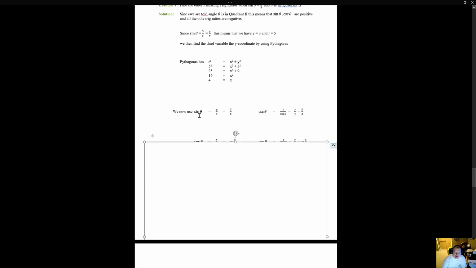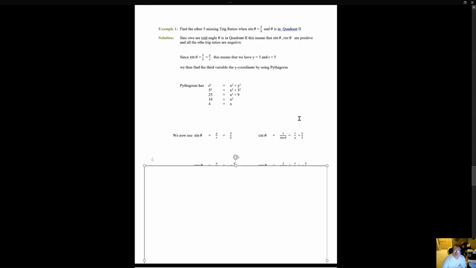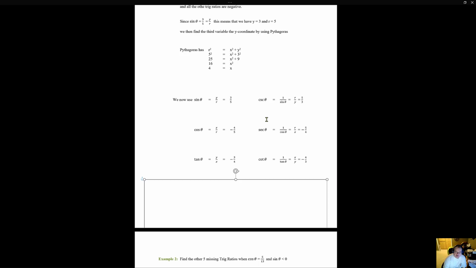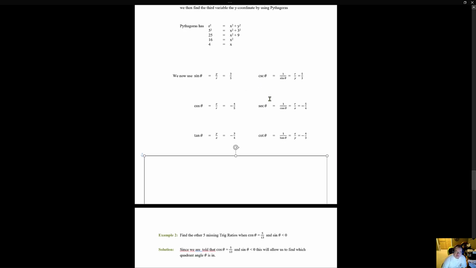The sine of theta is y over r, which is 3/5. Its reciprocal, the cosecant, is 5/3. Both positive. Why positive? Because theta is in the second quadrant. Now the cosine is x over r, which is -4/5, and its reciprocal secant theta is -5/4. And the tangent is y over x, which is -3/4, and the cotangent is -4/3.